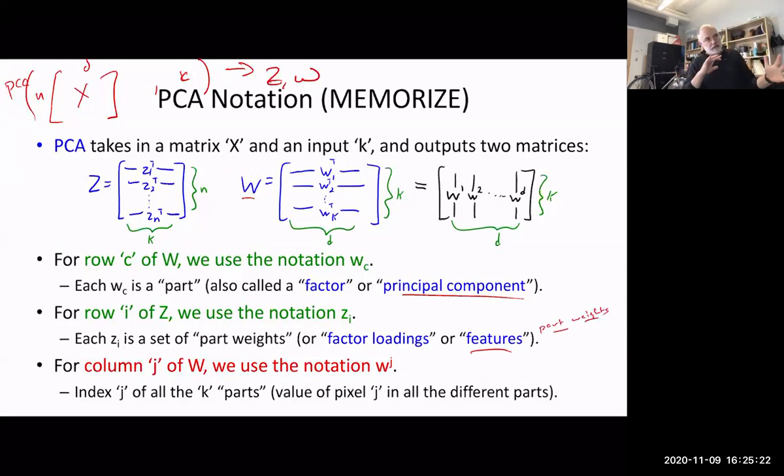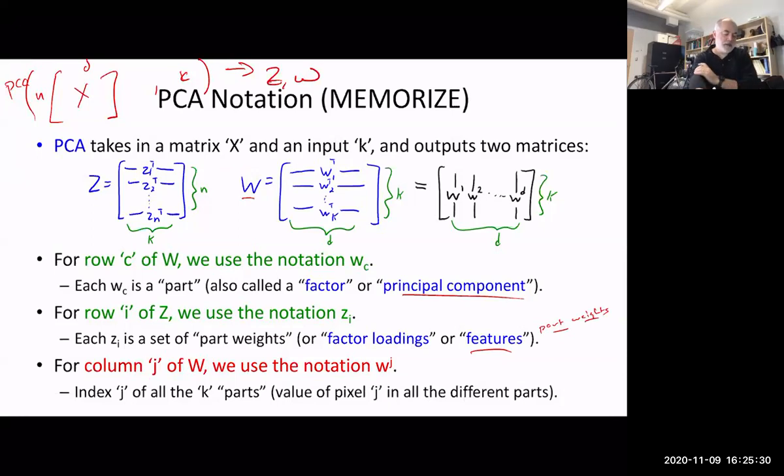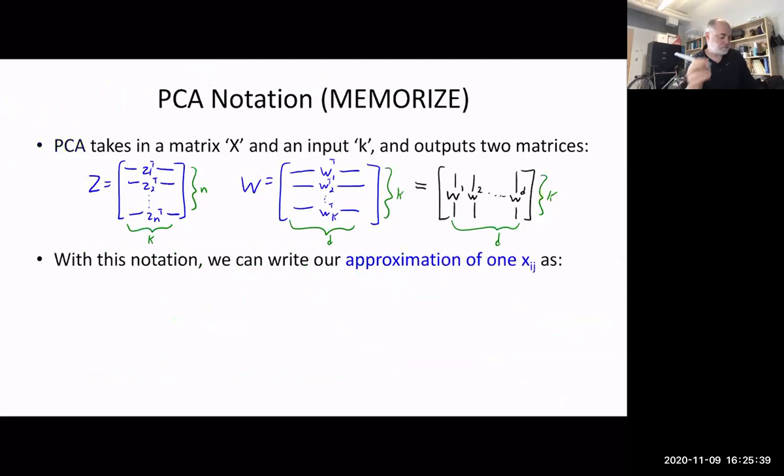The reason why we use that terminology here is that we're thinking about using these as features for some later supervised learning task, right? And the principal components really are the axes, okay? So using this notation and terminology, we can write our approximation of one entry in our data matrix, row i, column j of X, as a sum over weights applied to basis elements, as you would expect.